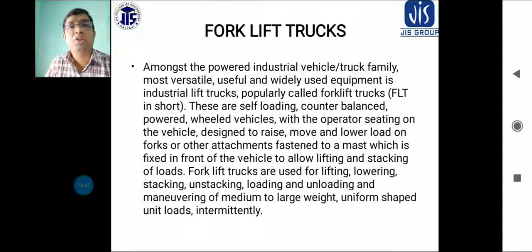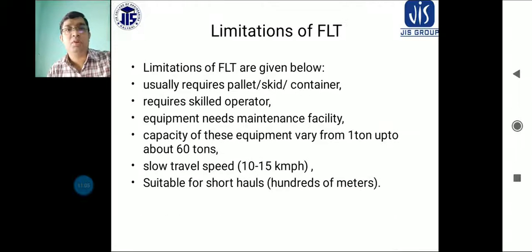During the transfer of materials on the shop floors, both the vertical movement and the horizontal movement will be considered according to the forklift trucks. Large weights, uniform shaped and also non-uniform shaped unit loads will be transferred by the forklift trucks. And the limitations of forklift trucks are given below.